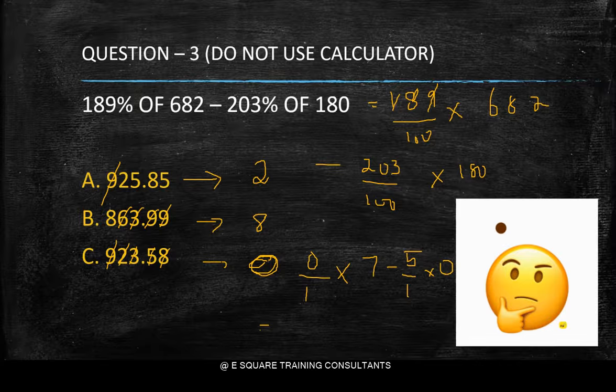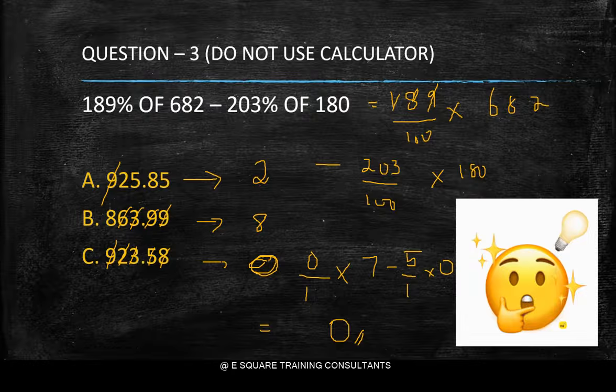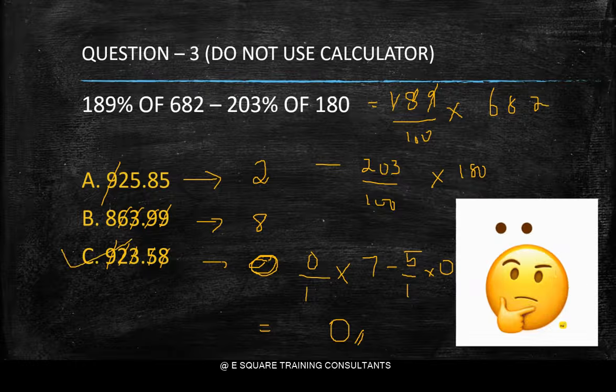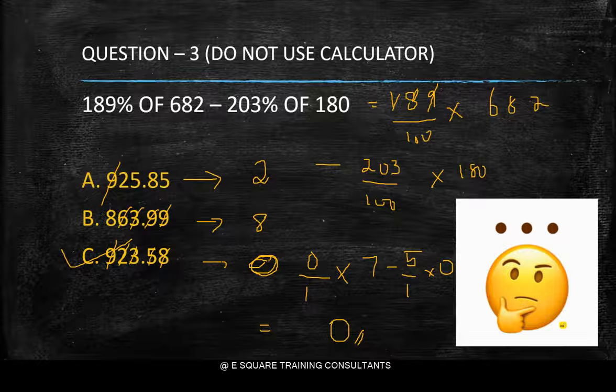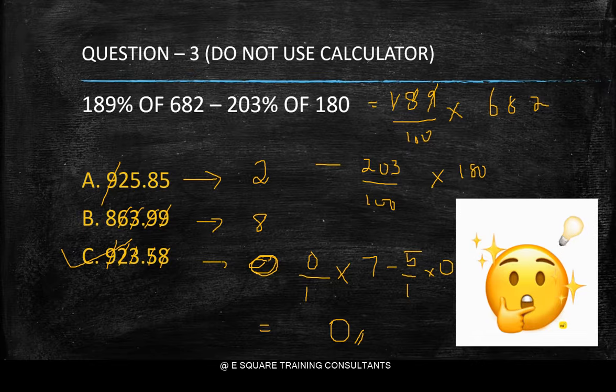So now this counts to 0 into 7 as 0, 5 into 0 as 0. So 0 minus 0 is 0. So obviously, since the question has the digital root 0, the answer option should also have the digital root 0. So with no doubt again, answer option C will be your choice. So when you solve it, it would definitely take less than 3 or 4 seconds and you can easily get the answer.